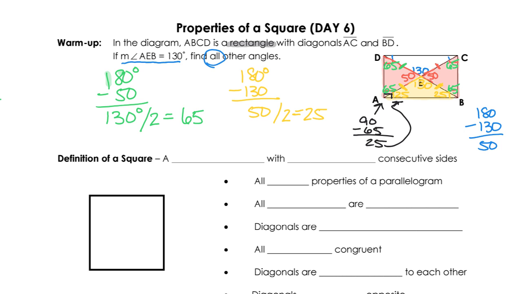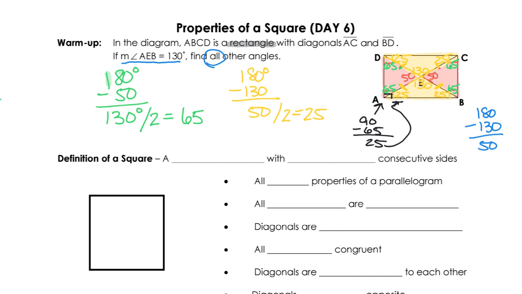Then remember that the triangle on the top is an identical twin of the triangle on the bottom that we just filled in. If the triangle on the bottom has angles of 130, 25, and 25, the triangle on the top also has to have 130, 25, and 25. And so now our rectangle is all filled in with all of its angles.